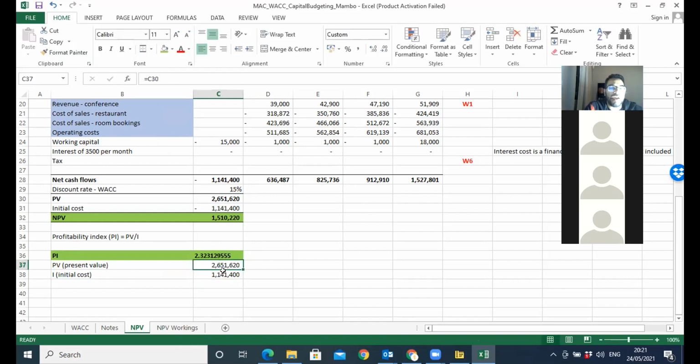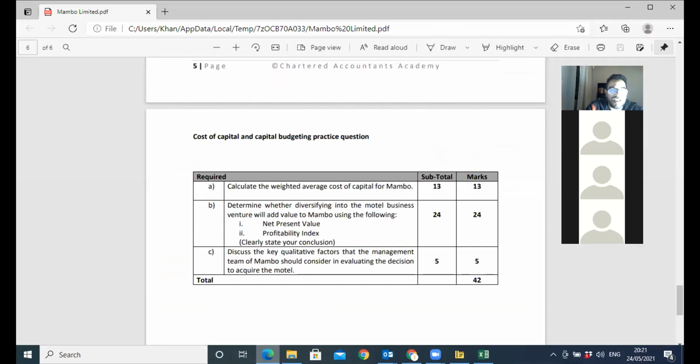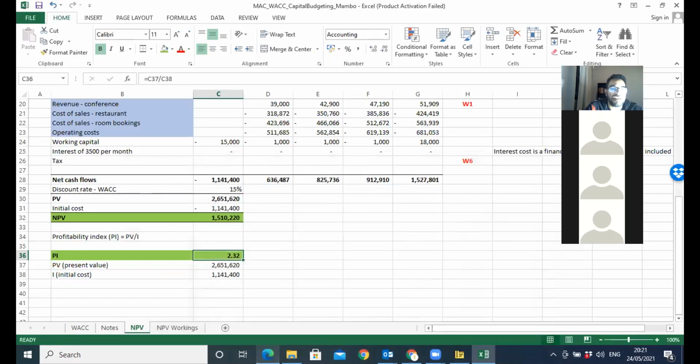I'm not sure why they want PI, because they never gave us what their profitability index range is. It only makes sense if they gave us that, so it doesn't make sense if they ask us to calculate this. But basically, if PI is greater than 1, then it's good to go, because it means your present value exceeds your initial cost. But this doesn't mean anything.